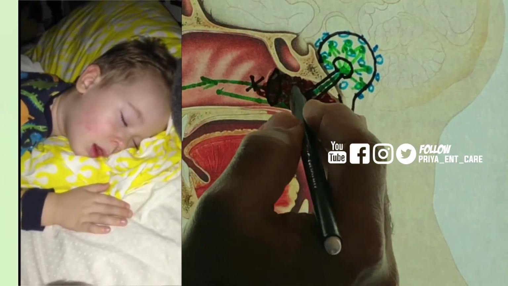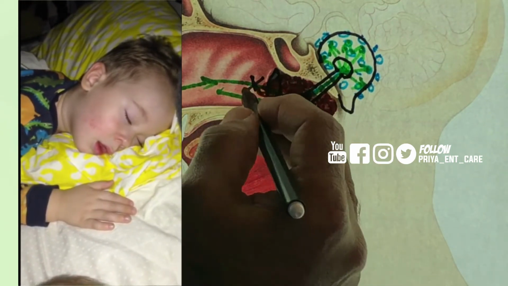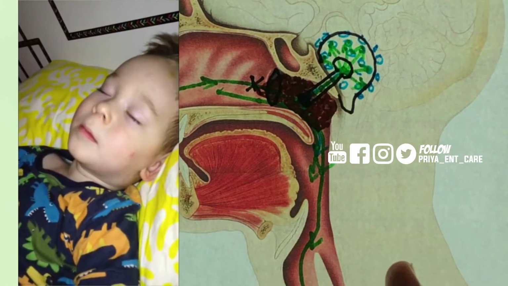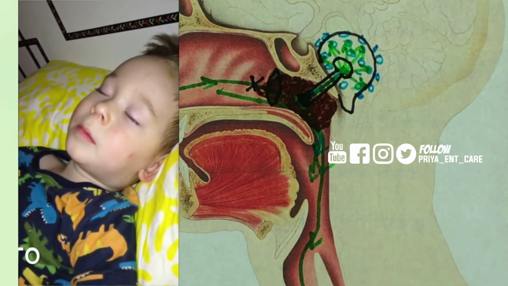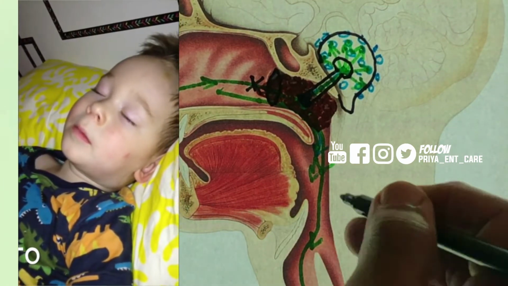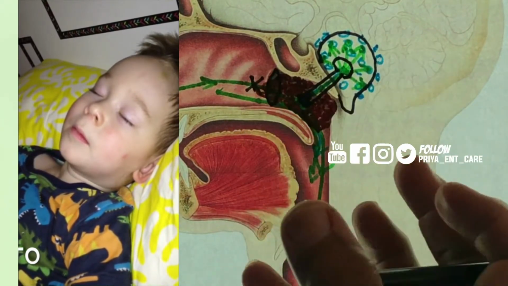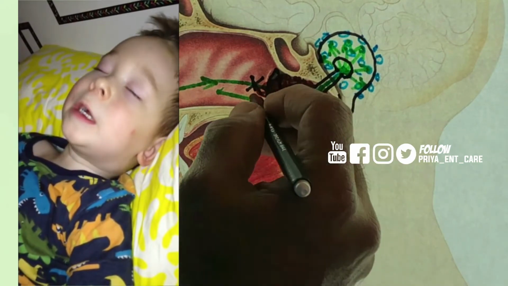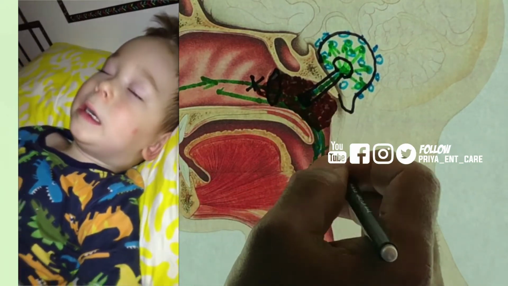He will develop snoring, and in severe cases the child will get OSA. OSA means obstructive sleep apnea, where the breath stops during breathing. The child can't inspire, so that is called OSA.